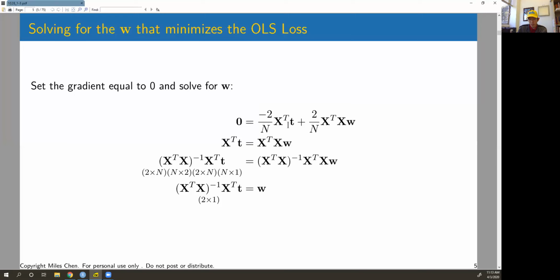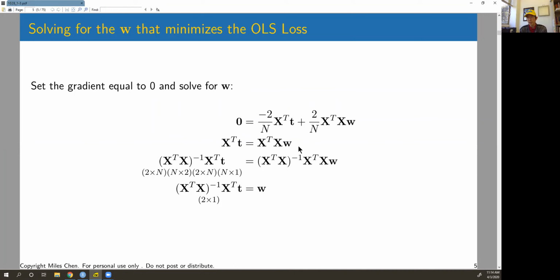I've got a negative sign here, so I'm going to add this to both sides, and I'm going to multiply both sides by n over 2. The next step is x transpose t is equal to x transpose x W. To get rid of this, we want to isolate W by itself, so we want to get rid of this x transpose x over here. In matrices, there's no such thing as matrix division. You cannot divide by a matrix.